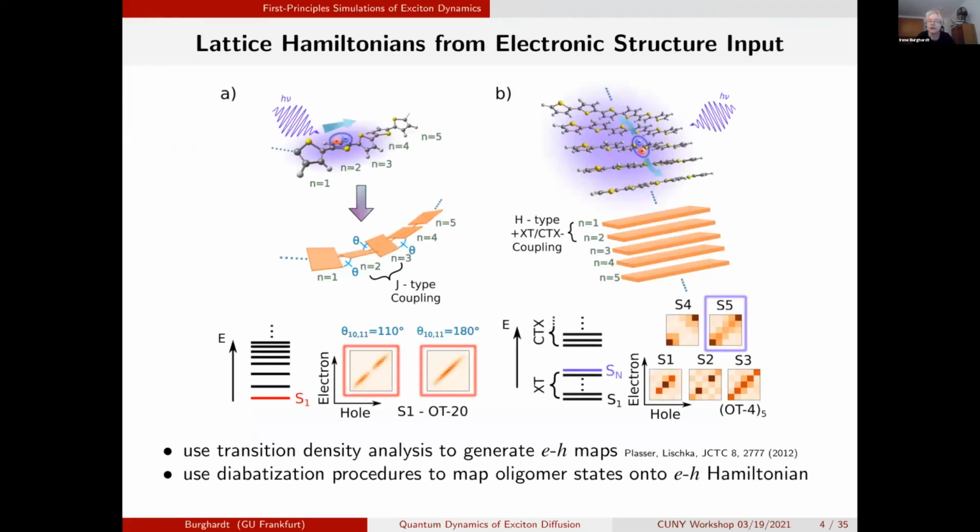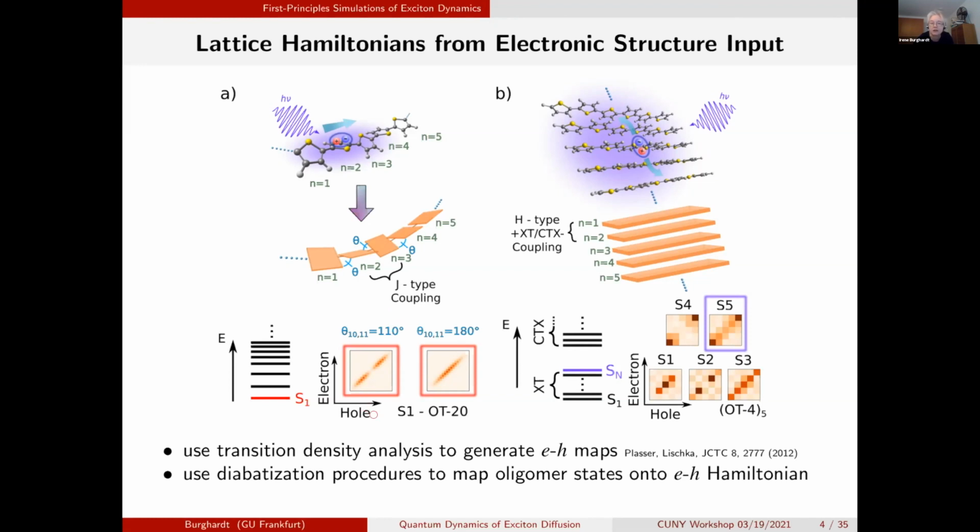Here is our general perspective. We would like to construct lattice-type Hamiltonians with input from supramolecular electronic structure calculations. So we start with calculations on oligomers, and we transpose that information, technically by using diabatization and so on, to this lattice-type representation. For example, for a J-type system or an H-aggregate-type system, like a typical conjugated chain or these stacked aggregates. And from the electronic structure side, we get a lot of information, including the character of the excitonic state.